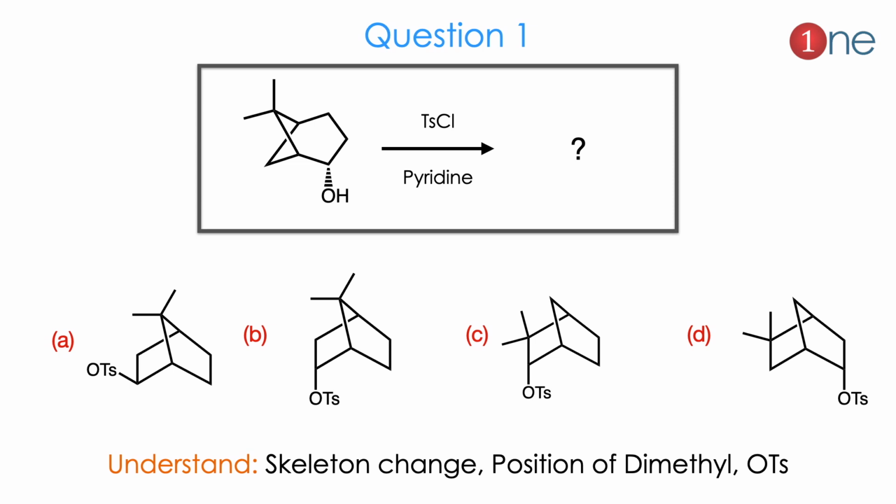Let us see question number 1. The starting material is a 6-member ring where at the 1st and 3rd positions a bridged carbon is there. On the bridged carbon 2 methyl groups are there, and at the 3rd position 1 OH is below the ring. The reagents are tosyl chloride and pyridine. They ask you to find the product. Here the products are bicyclic systems. The question is really about the position of OTs. So here you have to understand that skeletal changes occur and the position of dimethyl and OTs in the product.